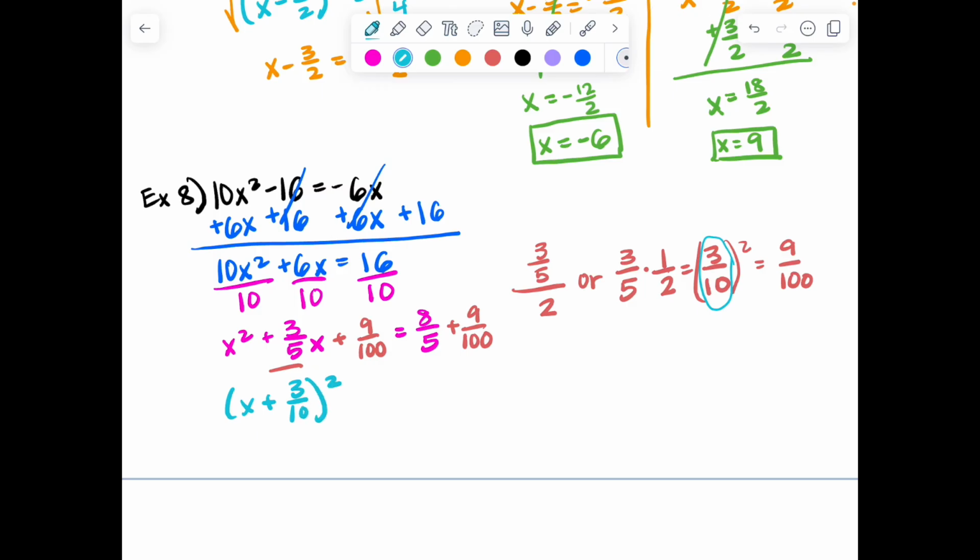x plus 3 over 10 squared equals 8 over 5 plus 9 over 100. This is 169 over 100. Now at this point, do not simplify. Even if you could simplify, leave it as those big numbers, because these are going to square root perfectly. So now we have x plus 3 over 10 equals positive and negative 13 over 10.